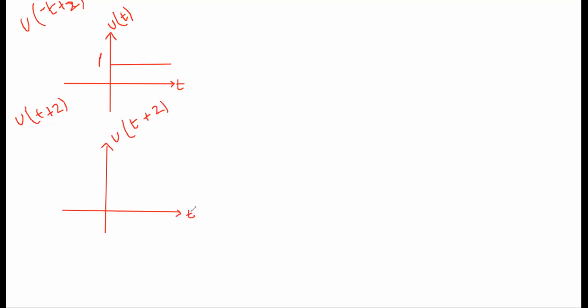Right? U of t plus 2 means u of t should be shifted towards right or left? Left. By how many units? 2 units. Very good. So instead of starting from 0, this signal will be shifted towards left by 2 units of time.